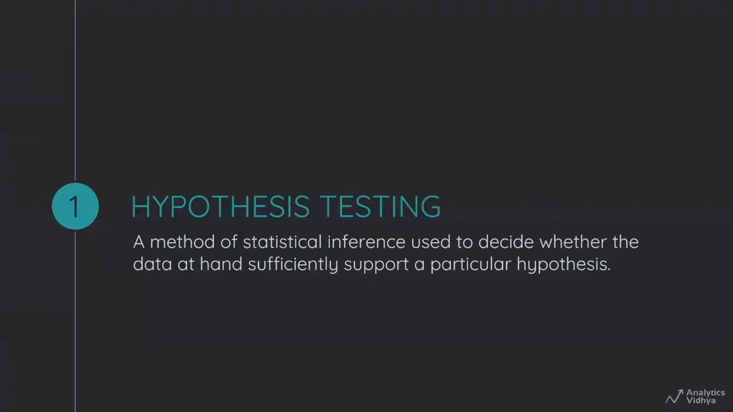So when you look at the formal definition of hypothesis testing on Wikipedia, this is the definition that you find: a method of statistical inference used to decide whether the data at hand sufficiently support a particular hypothesis.